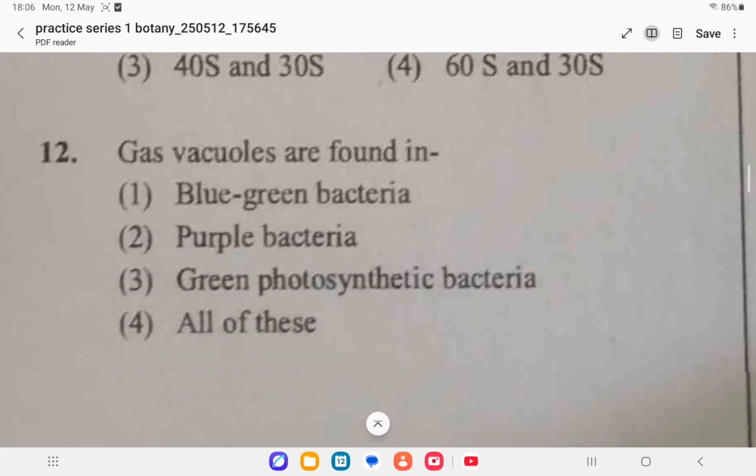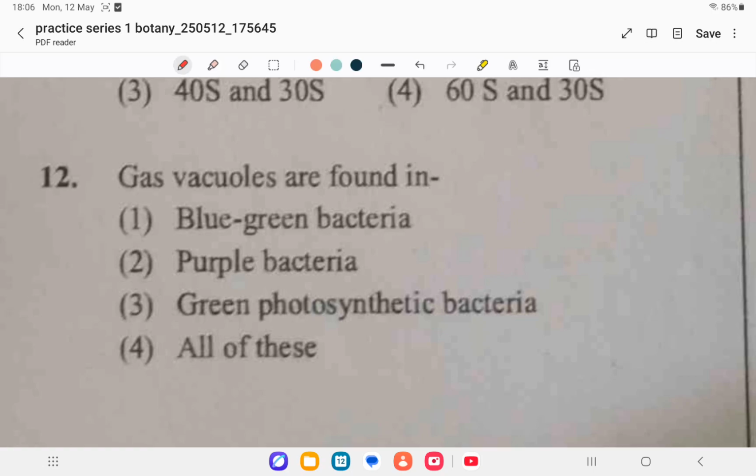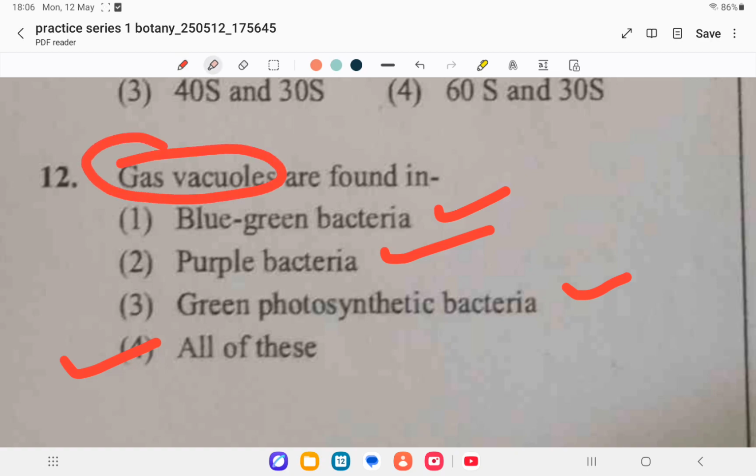Now we go forward to question number 12. Gas vacuoles are found in? Answer is option 4, all of these. In blue green bacteria it's present, in purple bacteria it's present, and in green photosynthetic bacteria it's also present. You can find a line in NCERT that mentions gas vacuoles are found in blue green, purple sulfur and green photosynthetic bacteria. You can take a look.